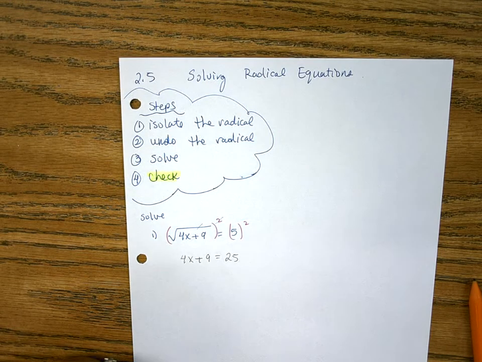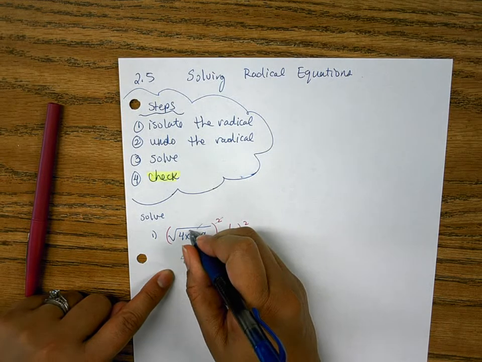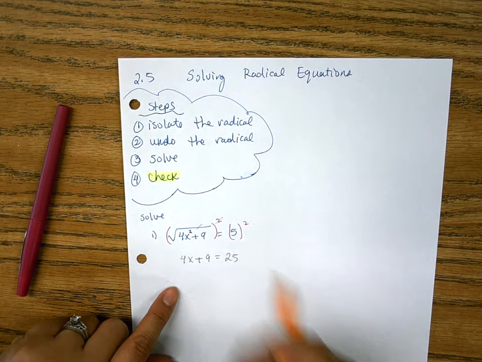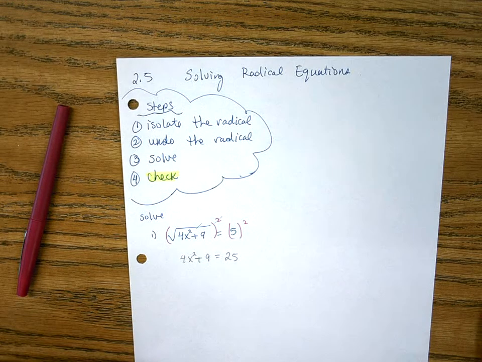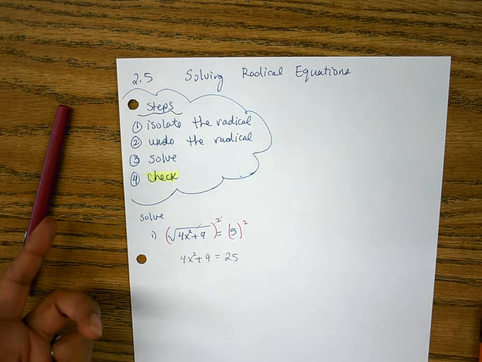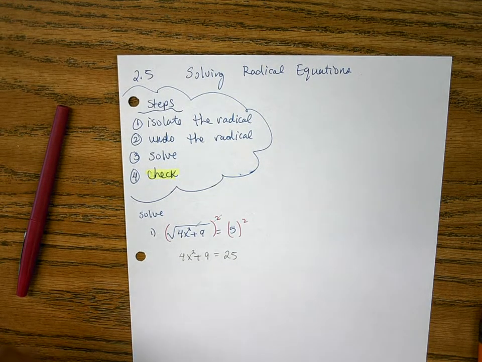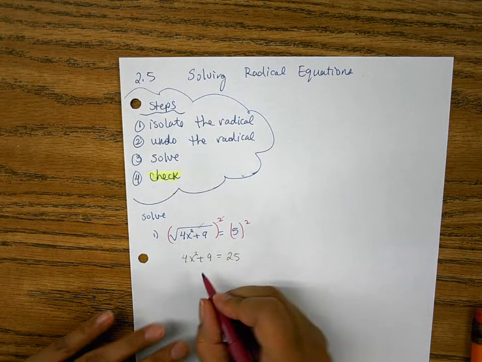Oh, and there's one little piece I left off. I apologize. It doesn't change any of our work, but just add a little squared inside there if you would. That's 4x squared. Again, it doesn't change anything I said before about isolating, squaring, undoing, but please add that little squared. All right, now go ahead and solve.